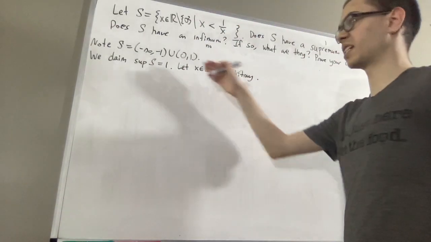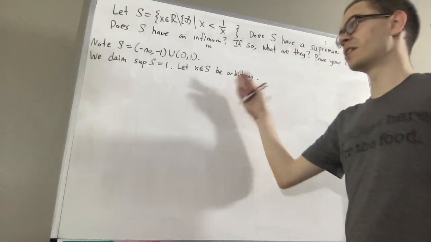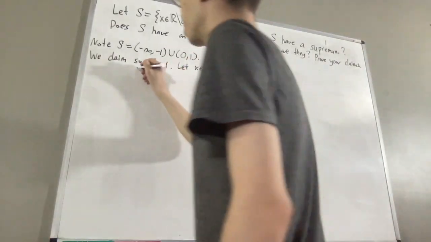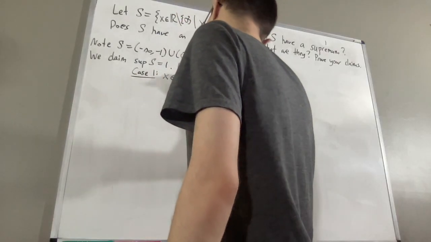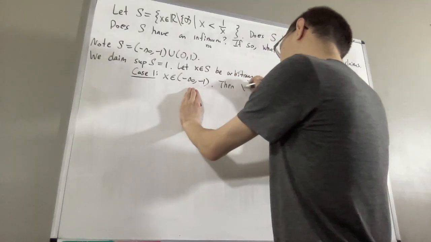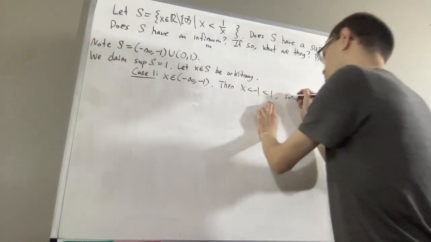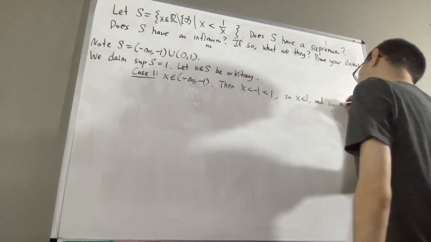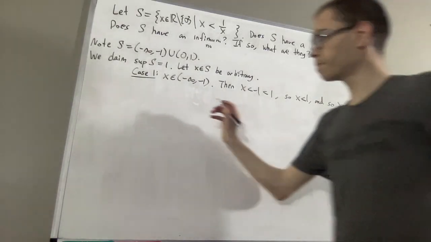From here, we want to show x is less than or equal to 1. To do that, we could split this up into two cases. Either x is an element of this interval, or x is an element of this interval. So, let's start with case 1. Suppose x is an element of this interval. Well then, x is less than -1, -1 is less than 1, so this shows x is less than 1, and so x is less than or equal to 1. So that completes case 1.